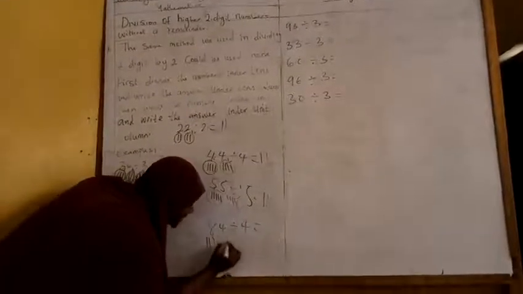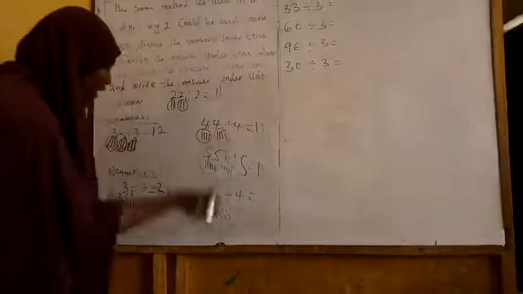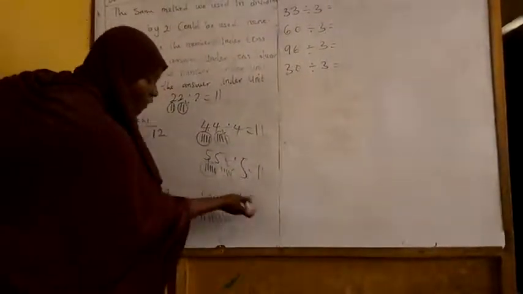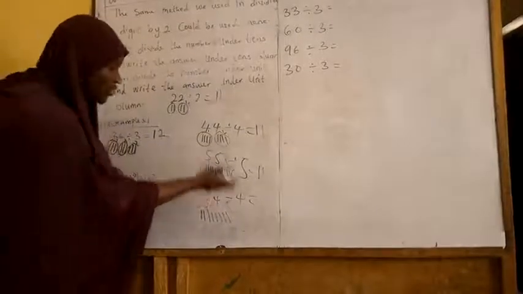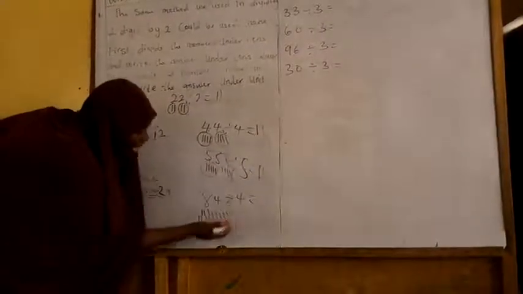So can you see your 8? You just count your 8 like this: 1, 2, 3, 4, 5, 6, 7, 8. And you will start it with what? With your 4. You will divide by 4. Can you see your 8 on the board?